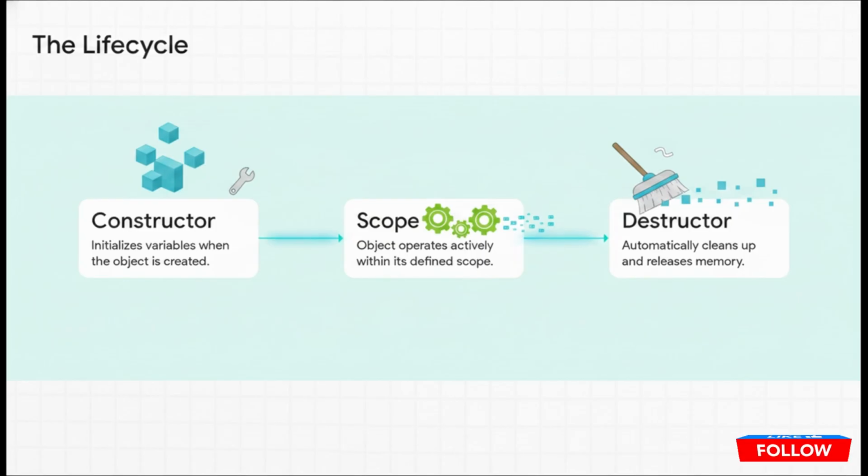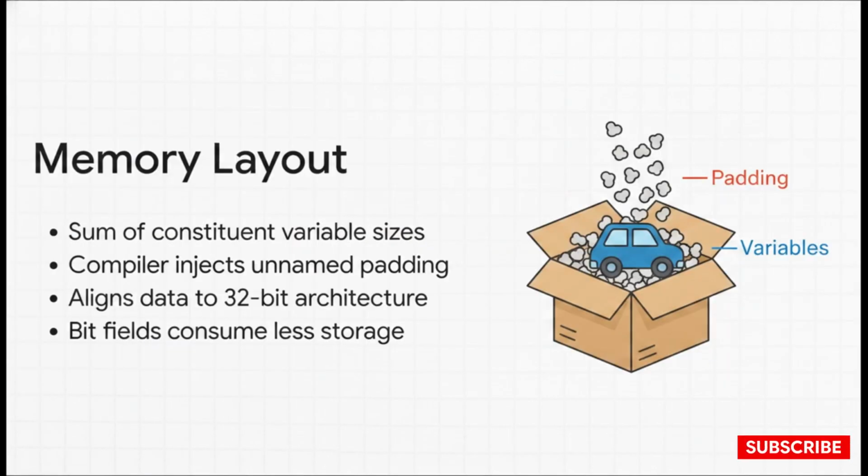This is absolutely vital, because the destructor is what automatically releases resources, like heap-allocated memory, ensuring your program doesn't leak memory and just crash. But here is a totally mind-bending fact about an object's life in memory. You'd probably think an object's memory consumption is exactly the sum of its variables, right?